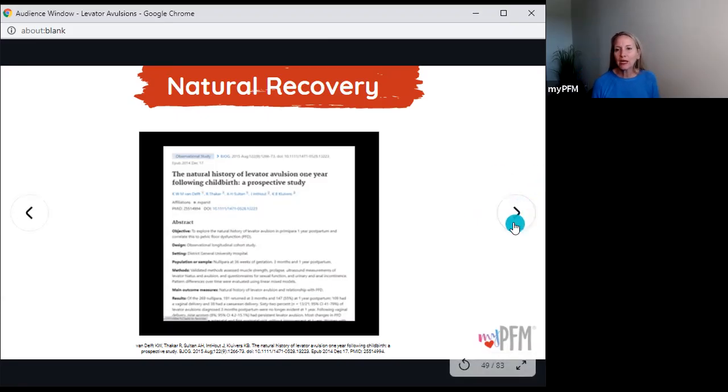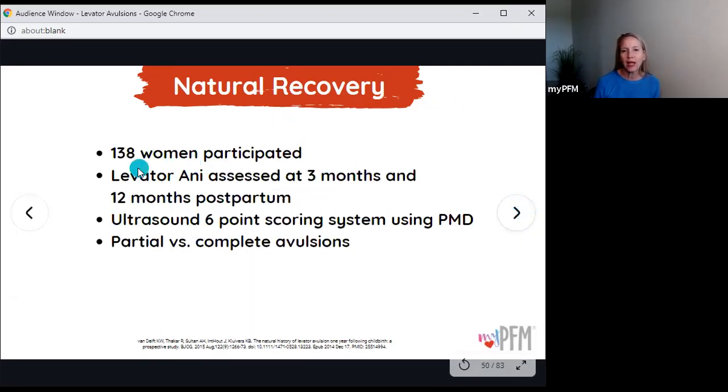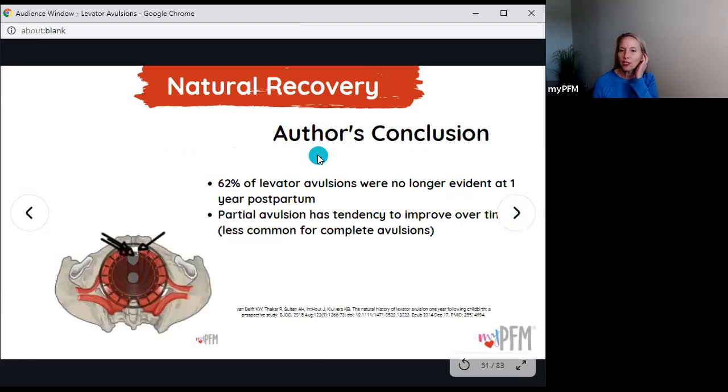Okay, now we're going to talk about natural recovery. So, the natural history of levator avulsions 1 year following childbirth. In this natural recovery study, 138 women participated, and it's referenced below. Levator ani was assessed at 3 months and 12 months postpartum. They used the ultrasound 6-point scoring system using that plane of minimal dimensions that we talked about earlier. And they were looking at partial versus complete avulsions. The authors' conclusion here is that 62% of levator avulsions were no longer evident at 1 year postpartum.